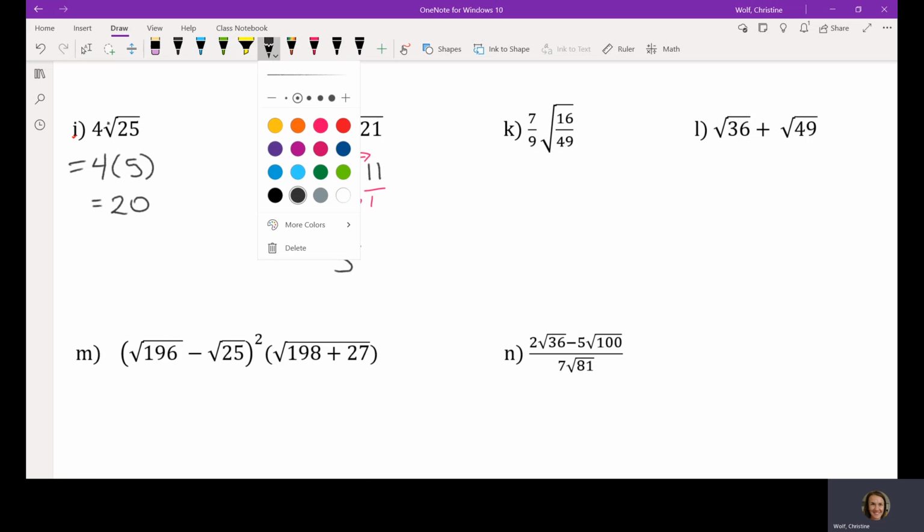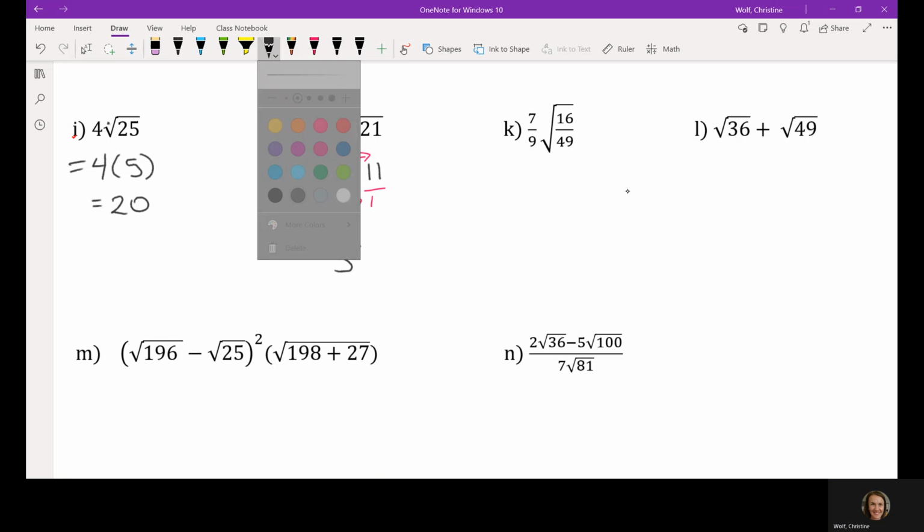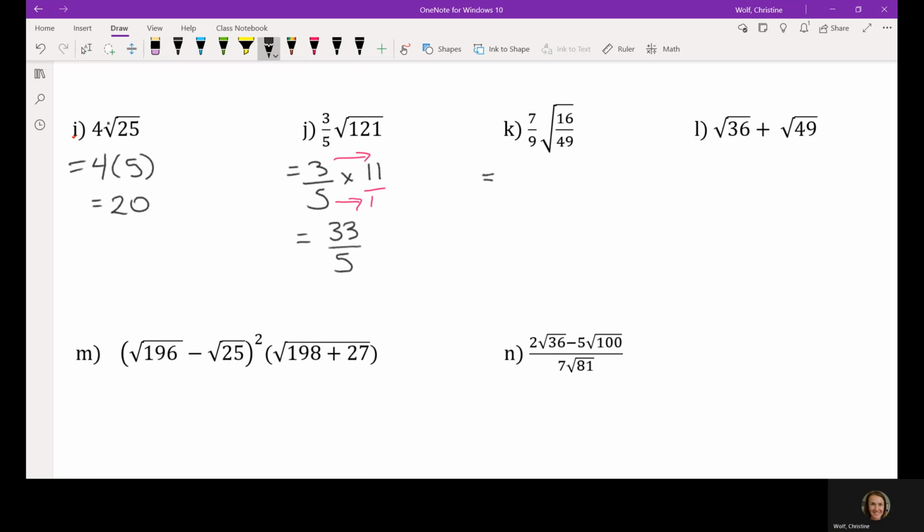Okay, this one here, fraction on the outside, 7 over 9, multiplied to another fraction, the square root of 16 over 49. So just take the square root one at a time. The square root of 16 on top is a 4, and the square root of 49 on the bottom is a 7. Again, we're multiplying fractions, so you multiply the tops and the bottoms.